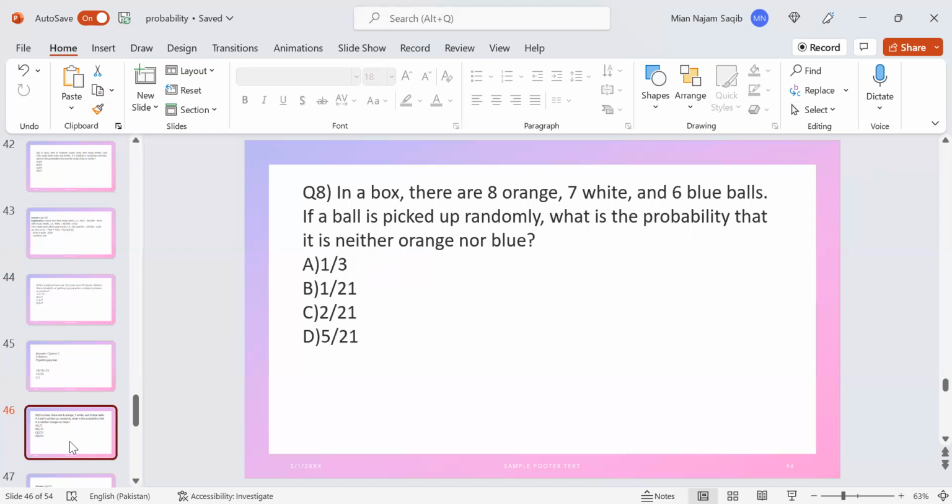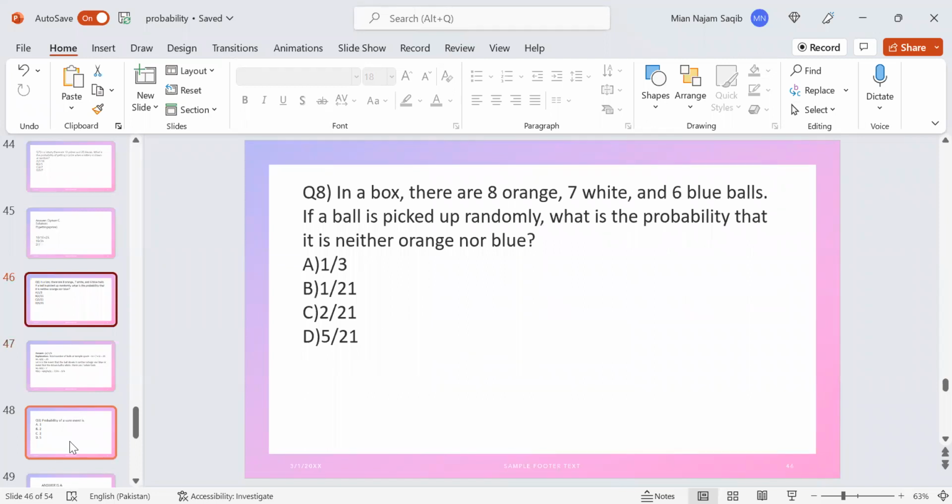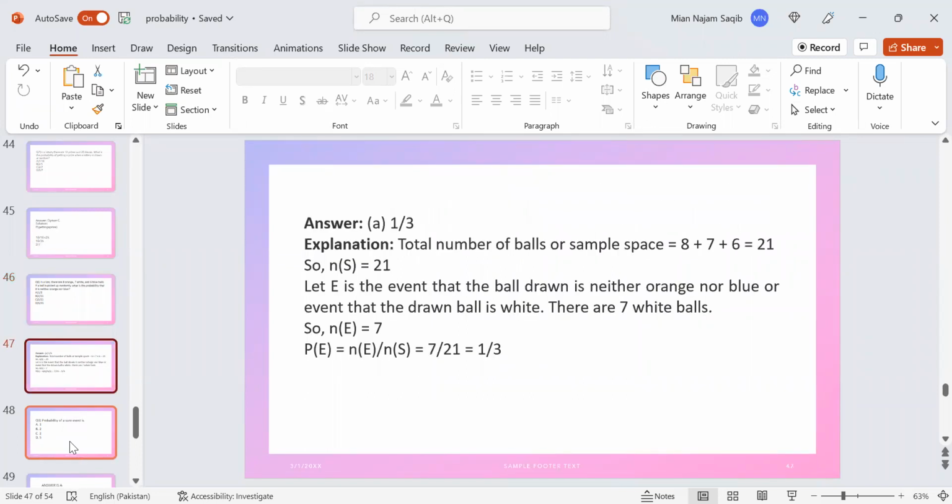This is 8A actually, because as I said, the question is a little tricky in the sense that it asks what is the probability that it is neither orange nor blue. So first we add up 8 plus 7 plus 6, which is 21. There were 7 white, so we had to calculate the ones that were neither orange nor blue. So that's 7/21, which simplified is 1/3.